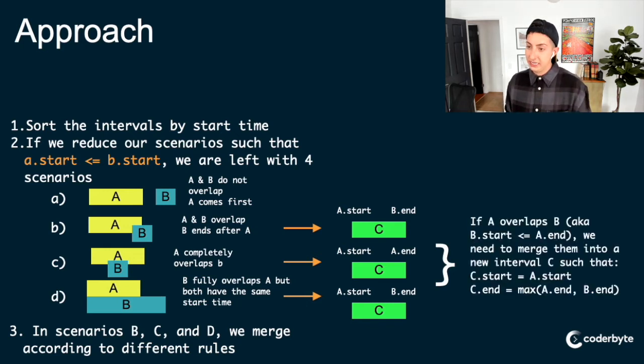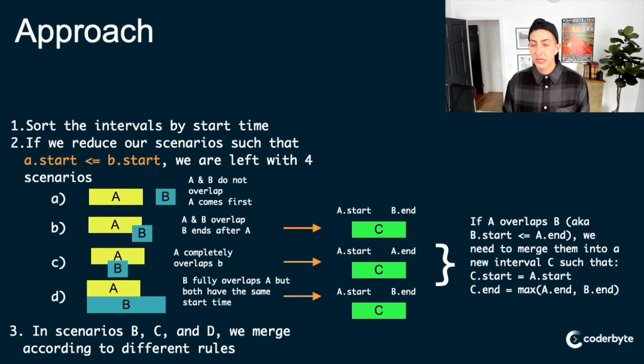If A overlaps B, aka B.start is less than or equal to A.end, so B start is always before the end of A, then we need to merge them into a new interval C, such that C.start is always equal to A.start. We already said that because we've sorted this array. And C.end is equal to the maximum of A.end and B.end. And that's the whole rule.